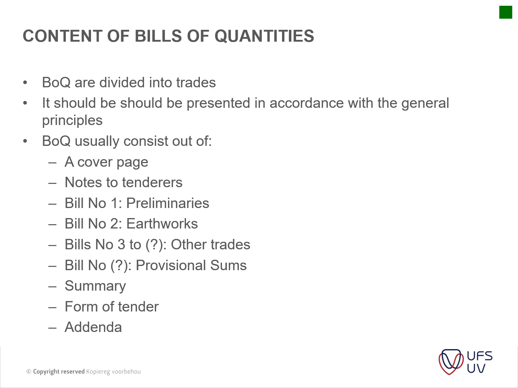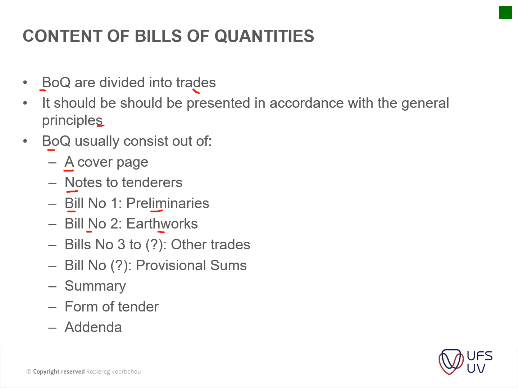So your bills of quantities are divided into trades. The trades I've spoken about already. It should be presented in accordance with the general principles. We're going to look at the layout just now. It's much easier if you just see it instead of talking about it. So your bills of quantities usually consist of your cover page, your notes to tenderers. Then you've got your bill 1, which in most cases is your preliminaries. Bill 2 is your earthworks.